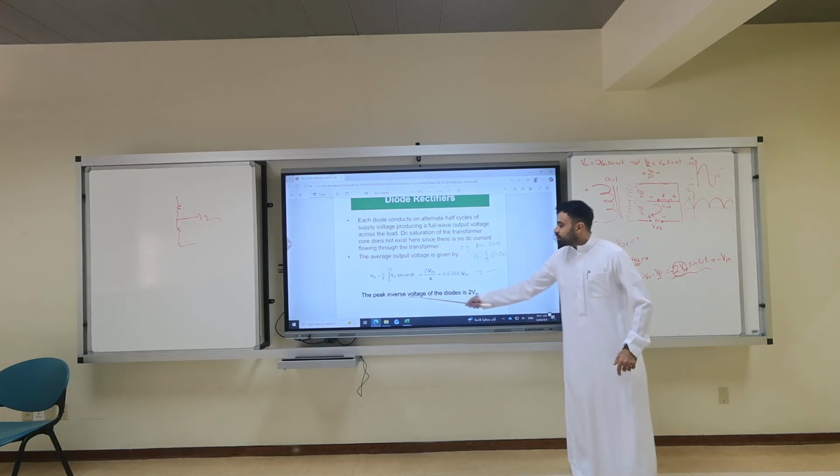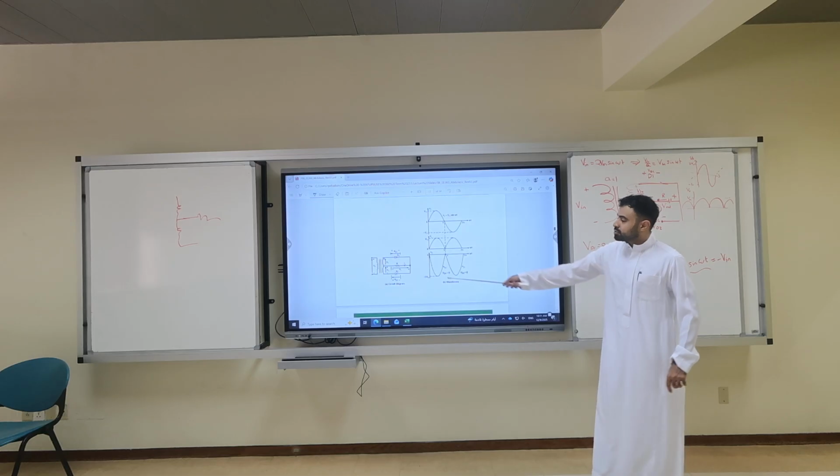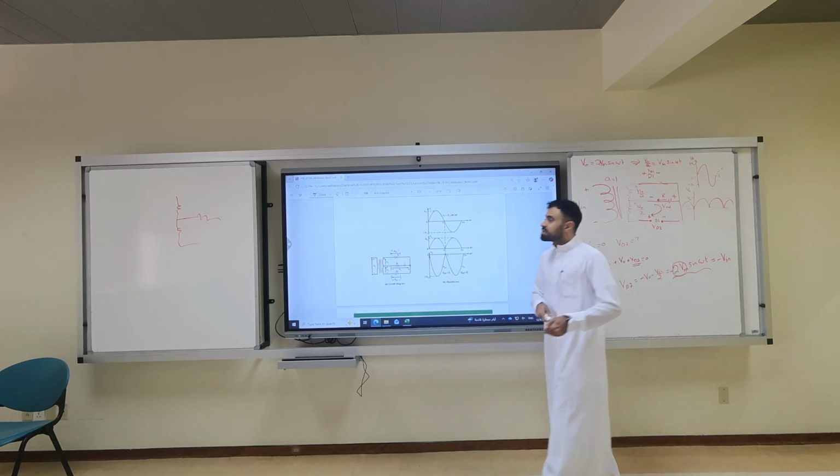The peak inverse voltage of a diode is 2 Vm. We already talked about it here, right? 2 Vm. So this is for a center tap.